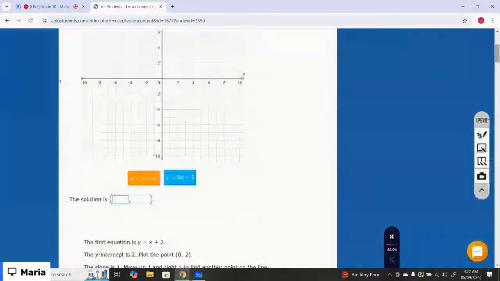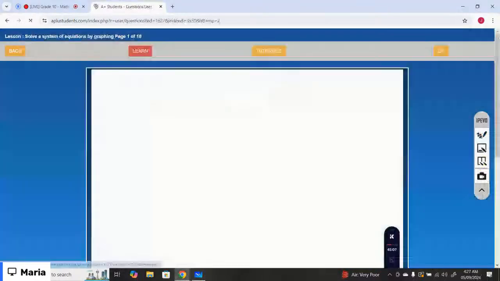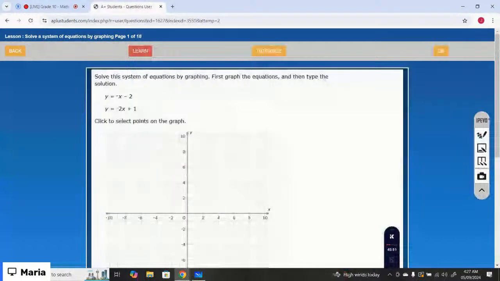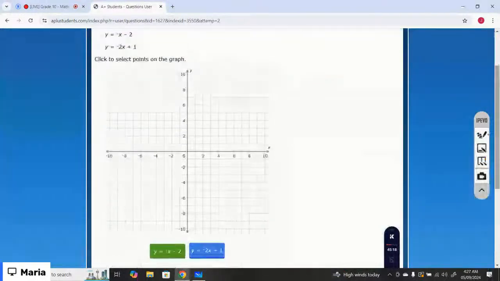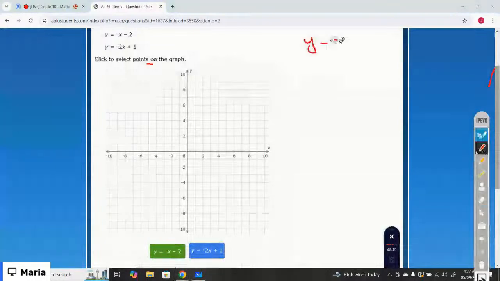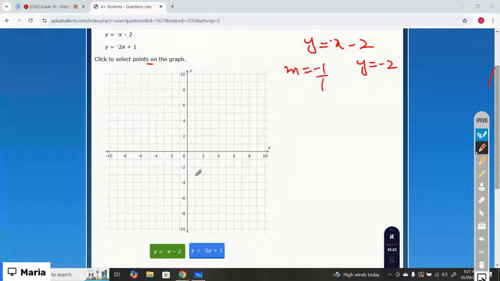Let's just start with the test question. You can have a look at the questions by yourself later today, right? So for the first equation, y equals -x minus 2, right? So the y-intercept is -2 and the slope is -1 over 1. So here is the point, and the slope is move left one and down one. So here are the 2 points.